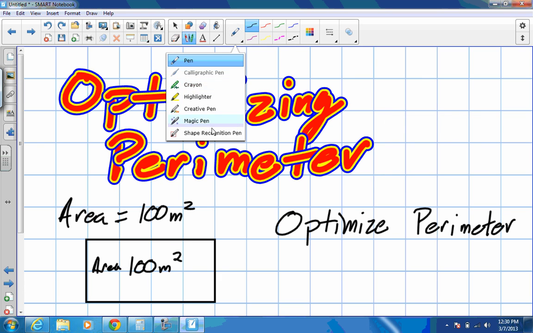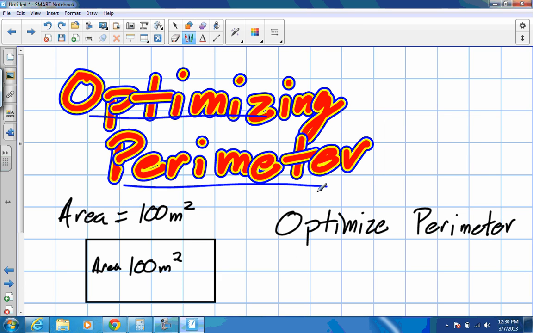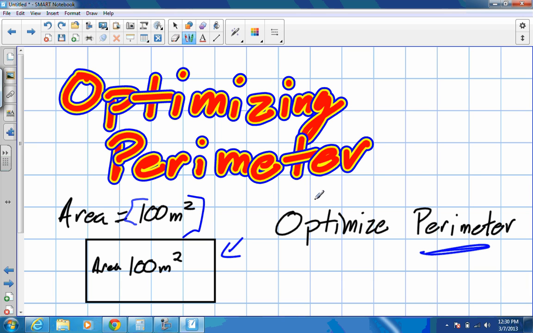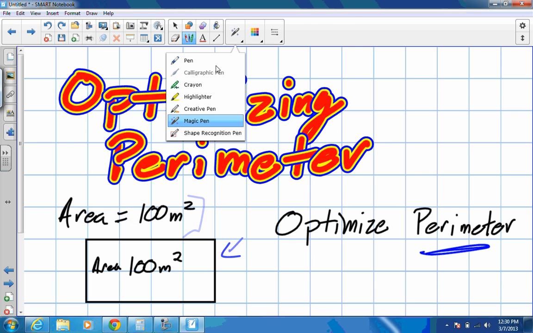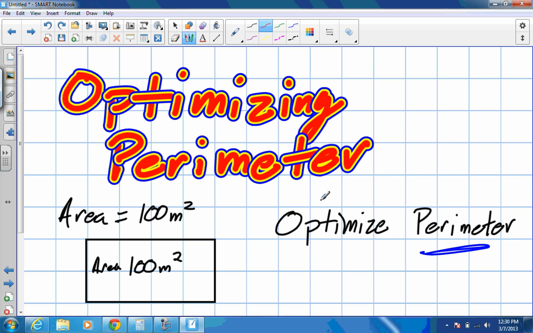Okay, we're going to optimize perimeter. Similar to what we just did with optimizing area, but in this question they've actually given us the area of some object, and again it's a four-sided shape. When we optimize perimeter, we're not finding the max perimeter, we're trying to find the minimum: the smallest amount of material we'll have to use in order to enclose an area that's 100 meters squared.